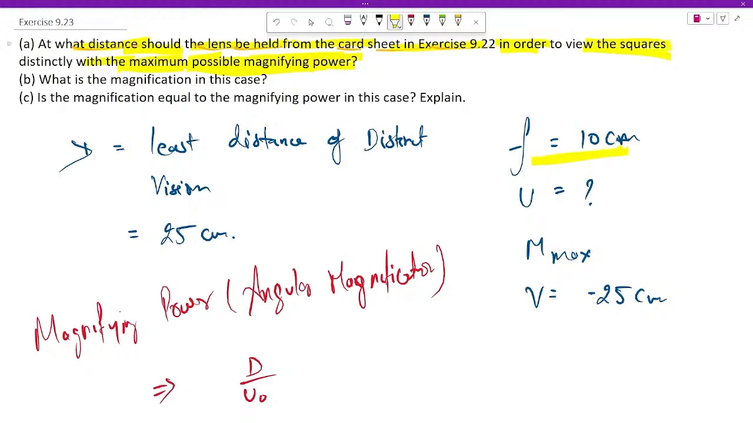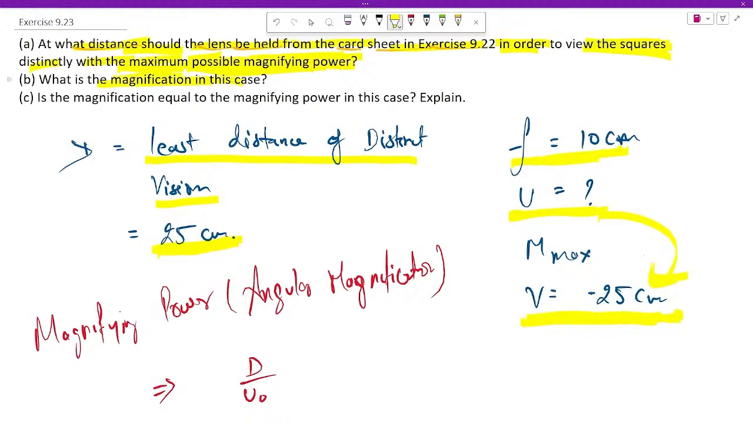So for the squares to be visible distinctly, the image should form at the least distance of distinct vision, that is 25 centimeter away from the eye. So we can deduce that v should be equal to minus 25 centimeter. That is, the final image should be at least 25 centimeter away from the eyes. Now we have the value of v, we have the value of f, and we have to find the value of u such that this case is met. We also have to find the magnification in this case.